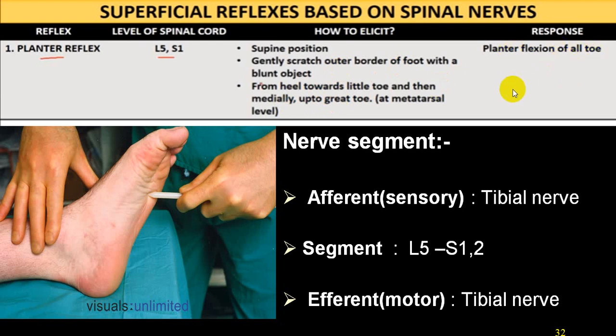So if we combine together, the sensory root is tibial nerve, the segment is S1, and the efferent is also tibial nerve. So if you get damage to the tibial nerve or spinal cord segment S1, the plantar reflex will be absent. We call that lower motor neuron. And if there is damage above the L5 segment, then it will be upper motor neuron.